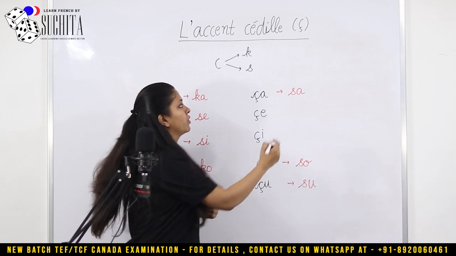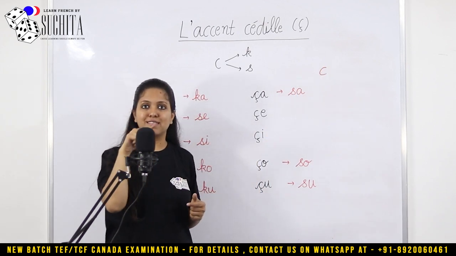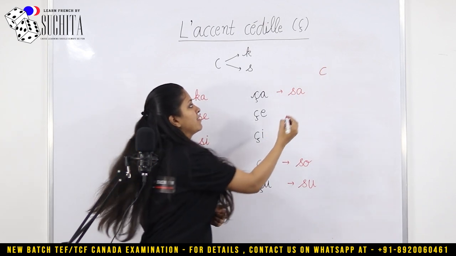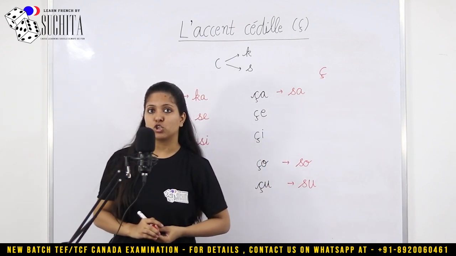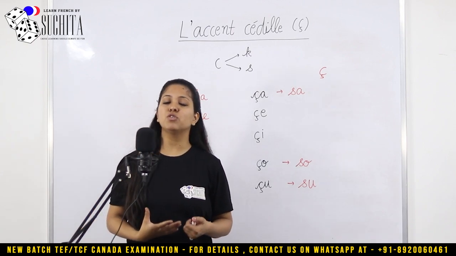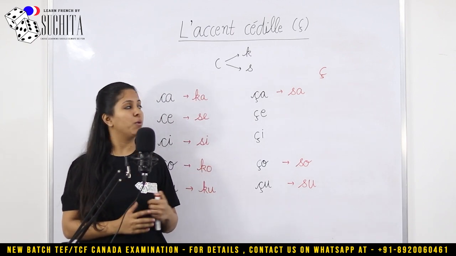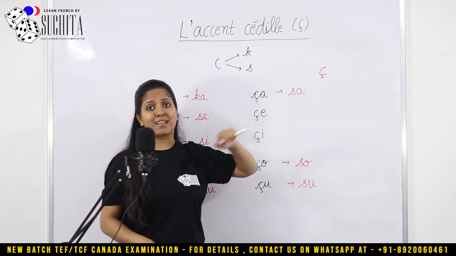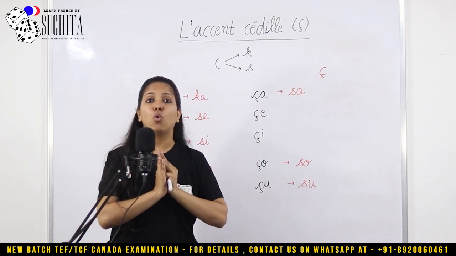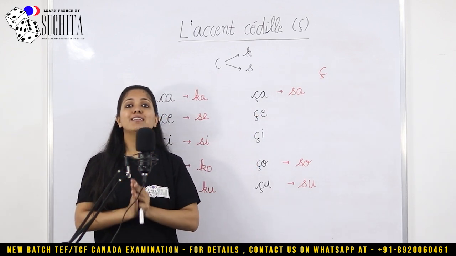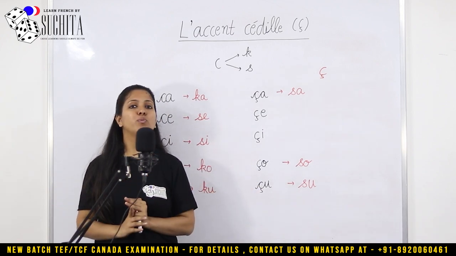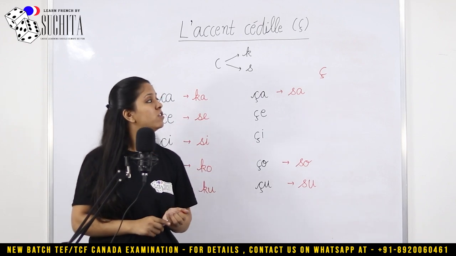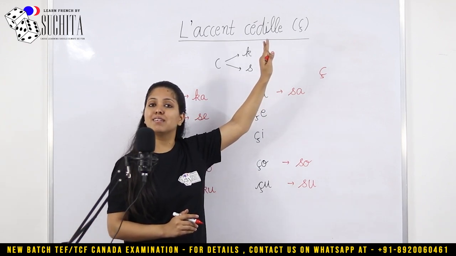I'll show you how it looks. So let's say C and then you have a small S. Kind of a thing. It's an accent in French. So what is the importance of this accent? We are going to study that in today's video. This accent, first of all, is applied only and only on the letter C in French. On no other letter, on no other alphabet, you will apply this accent. So this is applied only underneath C.